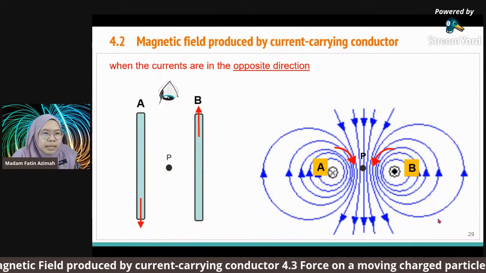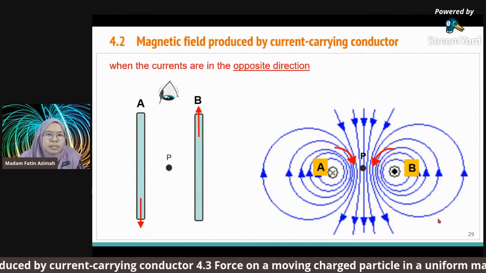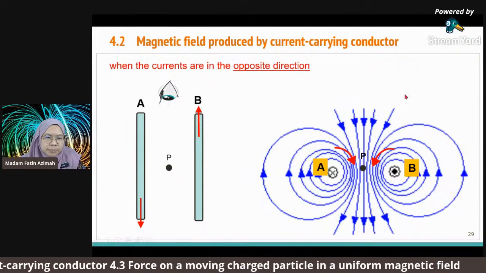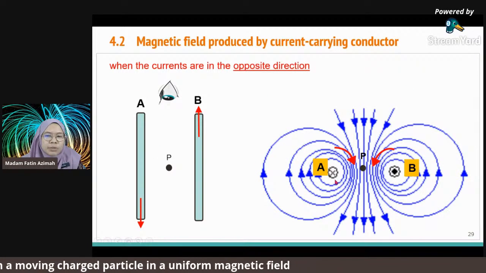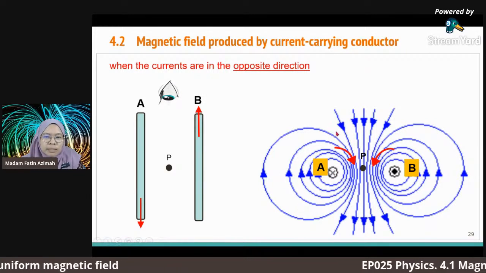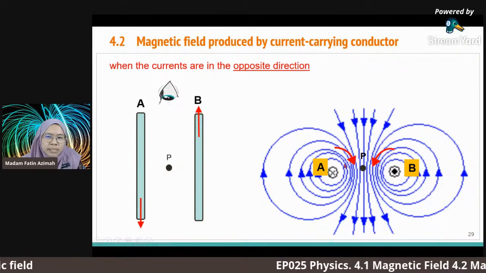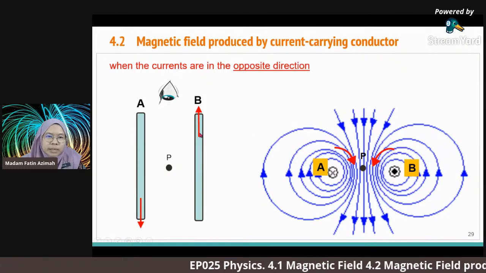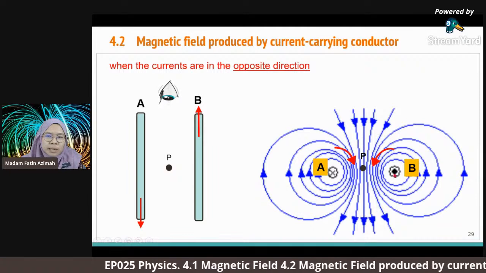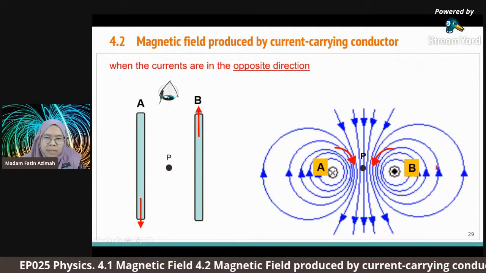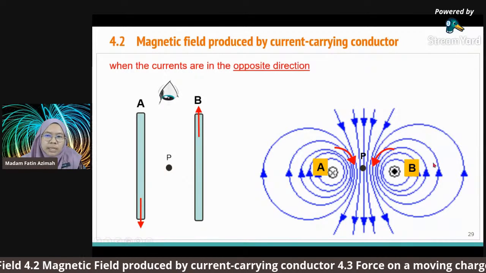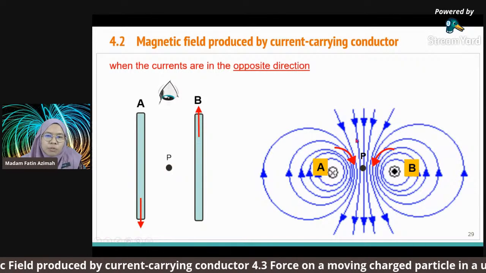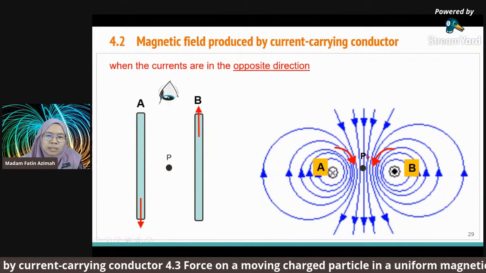But in the case of when the currents are in the opposite direction, for wire A, the current is going down, so use the right hand rule. Your thumb is pointing down, so the direction of magnetic field is going clockwise. For wire B, the current is going up, so your thumb is pointing upwards. The magnetic field is going anti-clockwise. So at point P, the flow of the magnetic field is the same.